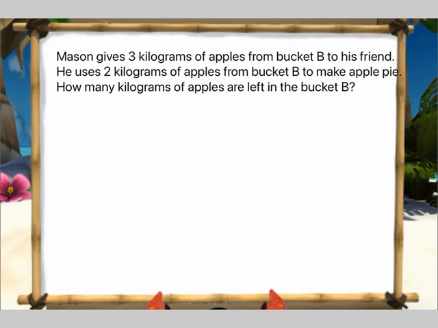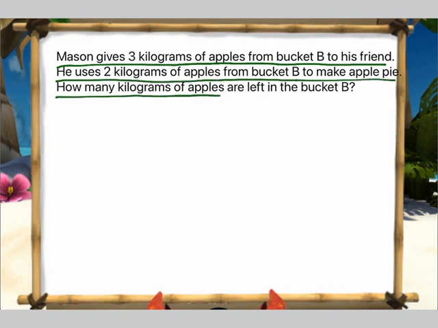Mason gives 3 kilograms of apples from bucket B to his friend. He uses 2 kilograms of apples from bucket B to make apple pie. How many kilograms of apples are left in the bucket B?